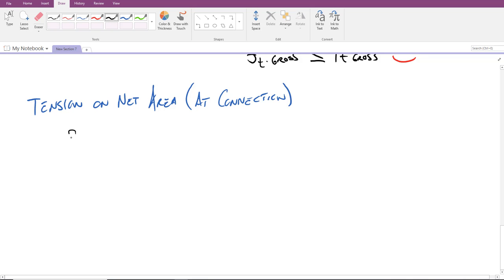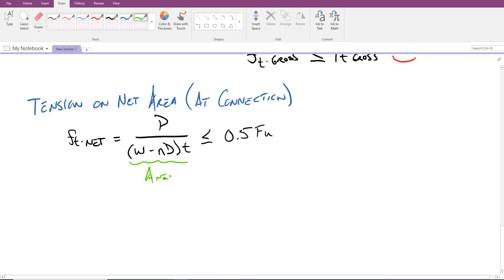This equation is just a little bit longer than the others, but the actual net tension stress is equal to the point load divided by the net area. This is how we get our width minus the bolt diameter there multiplied by the thickness. All that's got to be less than the allowable tension stress for this condition, which is 50% of the ultimate. And so just as a quick reminder, this is the net area. This one right here is the allowable stress for net tension.